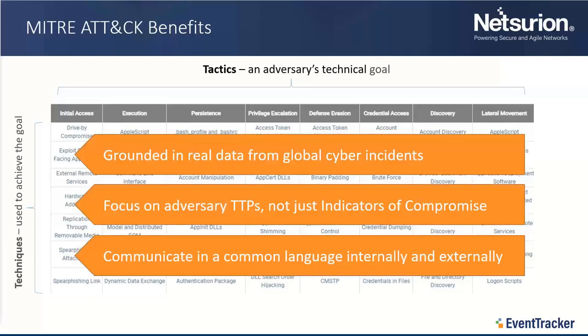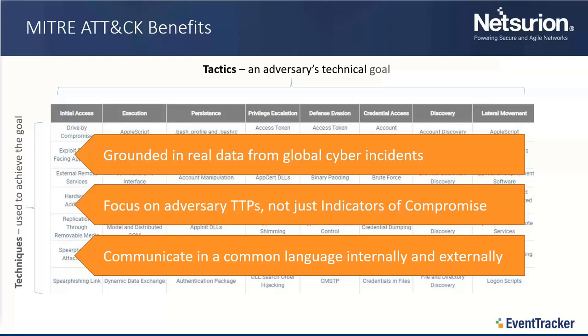Going a touch further, you'll know that these are grounded in real data from global cybersecurity incidents. They're not just something that the MITRE organization just made up on their own. They study lots of different breaches. People provide data to them all the time. They're focused on the specific techniques, tactics, and protocols, not just an indicator of compromise, not just an alarm or a bell and whistle that went off type of thing. It actually focuses on the actual items, maneuvers, manipulations that an adversary might take.